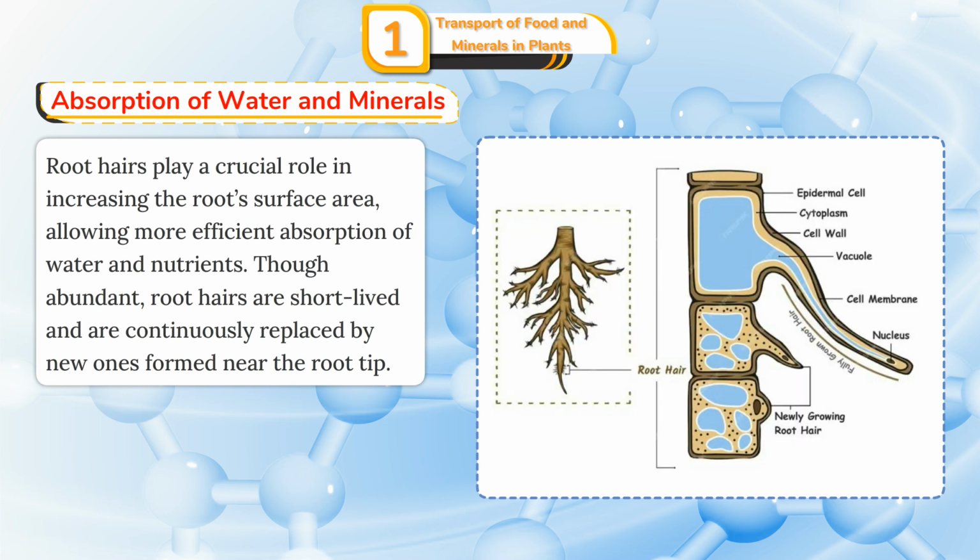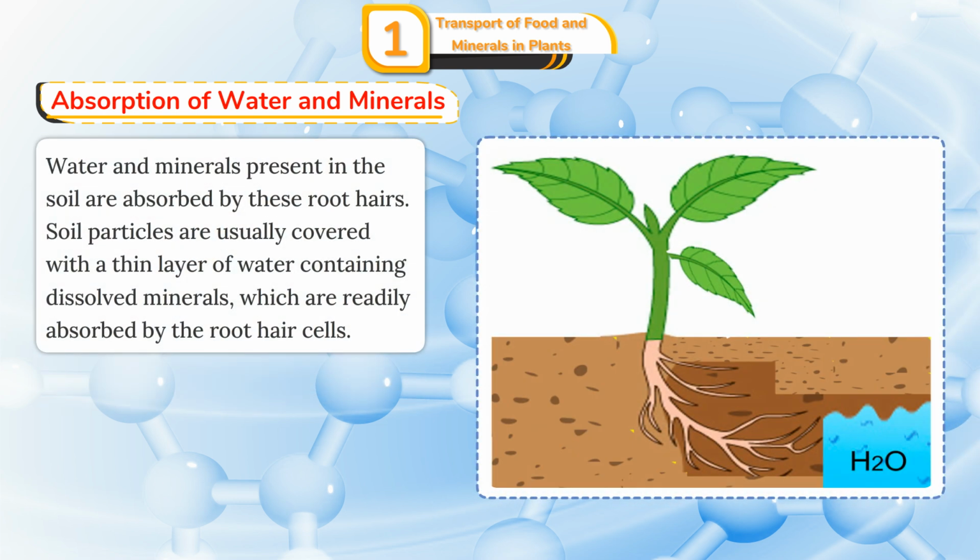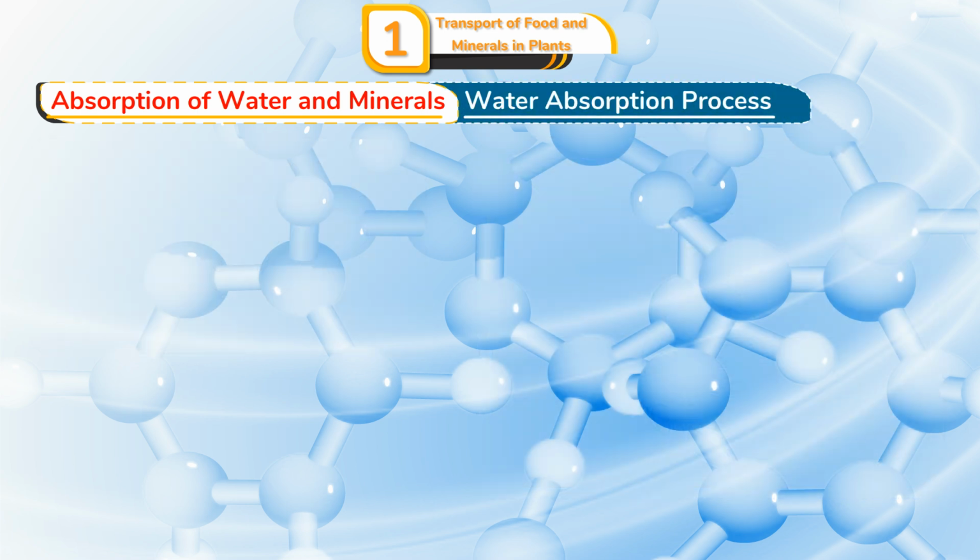Though abundant, root hairs are short-lived and are continuously replaced by new ones formed near the root tip. Water and minerals present in the soil are absorbed by these root hairs. Soil particles are usually covered with a thin layer of water containing dissolved minerals, which are readily absorbed by the root hair cells.